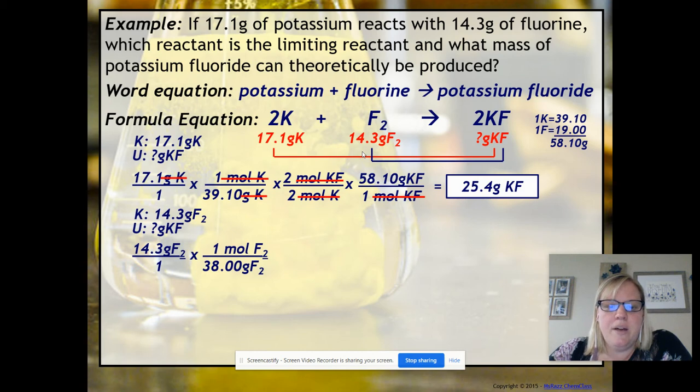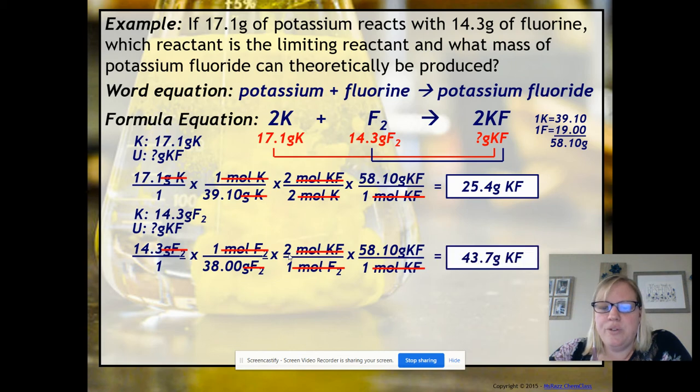So that's 38 as the molar mass. Then we look at our mole ratio of fluorine to potassium fluoride, and we can see it's 1 mole of fluorine for every 2 moles of potassium fluoride produced. So we're going to go ahead and put in that ratio next. Cross off our moles of fluorine, and now we can again grab that molar mass for the potassium fluoride to turn it into grams, and we get 43.7 grams of potassium fluoride.